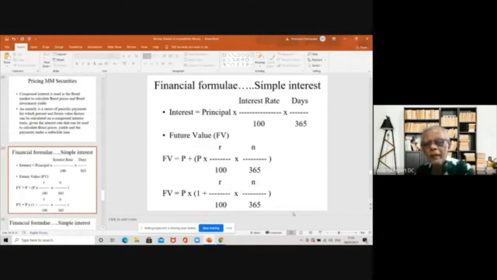So to calculate the simple interest, shall we say 100 million of call money lent by bank A to bank B at 5%? This formula is very handy. The interest component is principal 100 million, interest rate 5% divided by 100 because of the percentage, and number of days, if it is 1 day, 1 divided by 365.